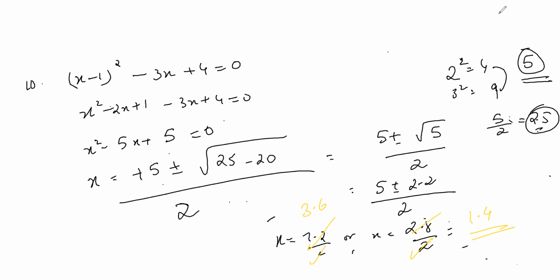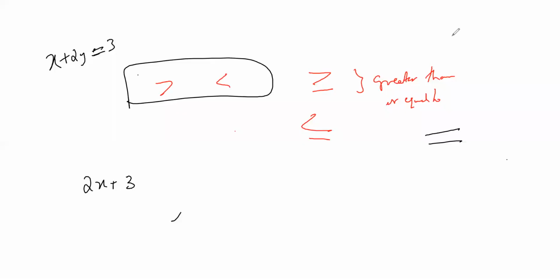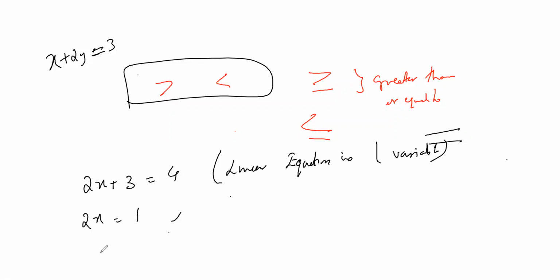Please copy down this thing since you have doubt. It is not equal to, it's a different symbol altogether. For example, 2x plus 3 is equal to 4. This is our linear equation in one variable. What is this thing? Linear equation in one variable. So what is 2x value? 4 minus 3, 1. x is what? 1 by 2, that is 0.5. So this is what normally we get.